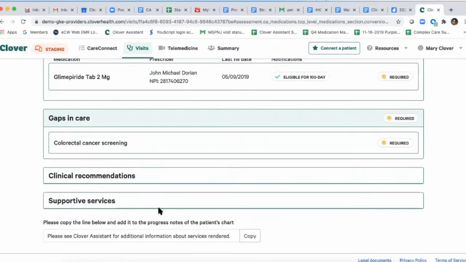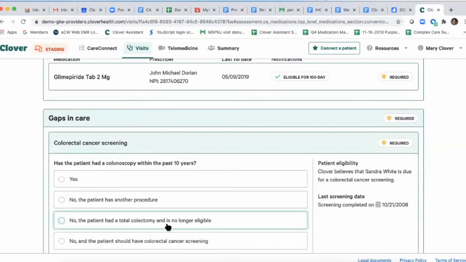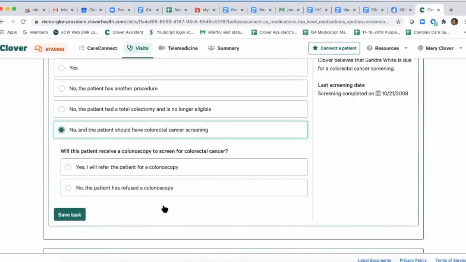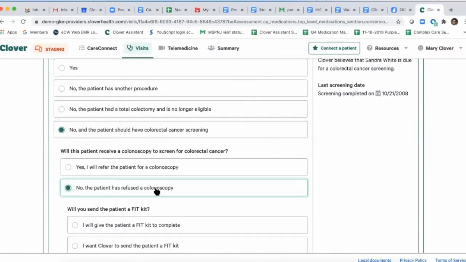Gaps in care, colorectal cancer screening. So in many cases, the right thing for certain patients of yours is to do a colonoscopy, let's say every 10 years. So has this patient had a colonoscopy within the past 10 years? And in some cases, your patients are going to say no. So you'll say it is appropriate, but the patient said no, and the patient has refused colonoscopy.